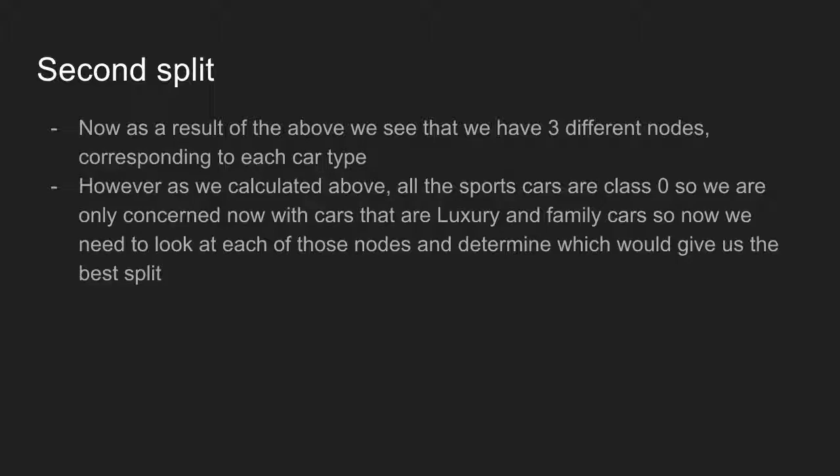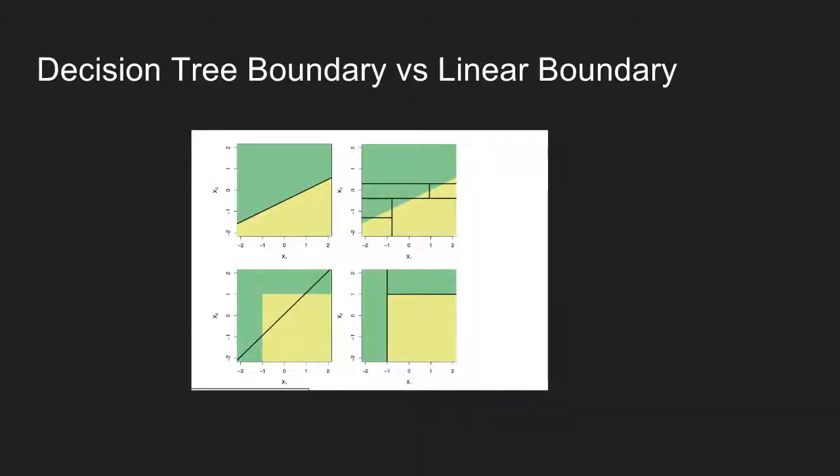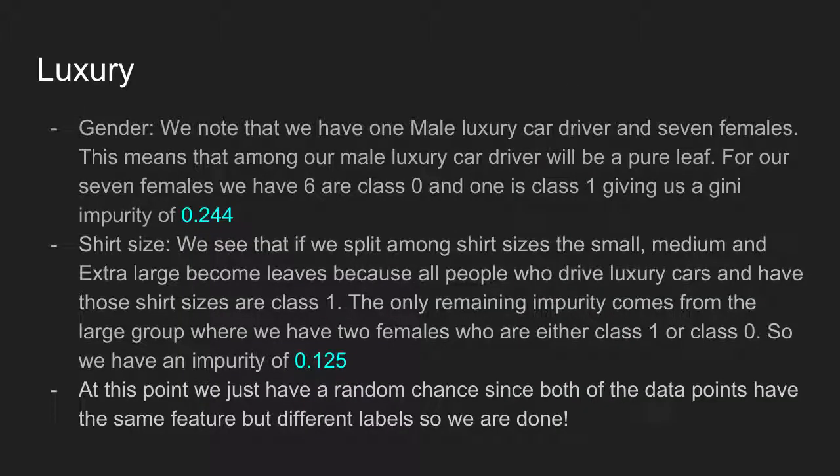So does anyone have any questions on what we've done so far in our decision tree? Anything unclear about any of the math or how we're picking the features that we split on? Okay.